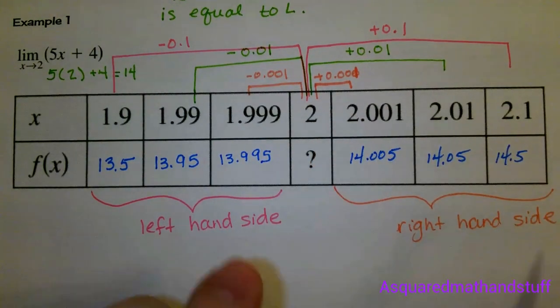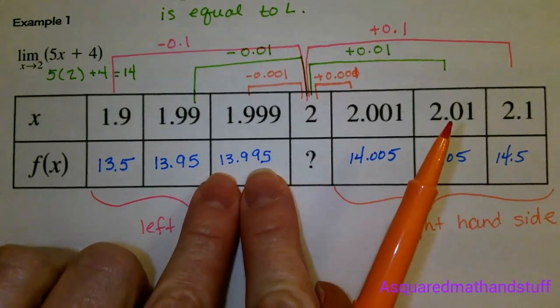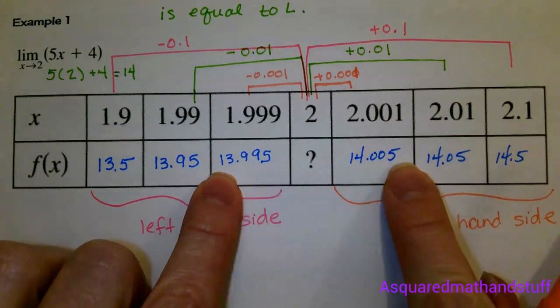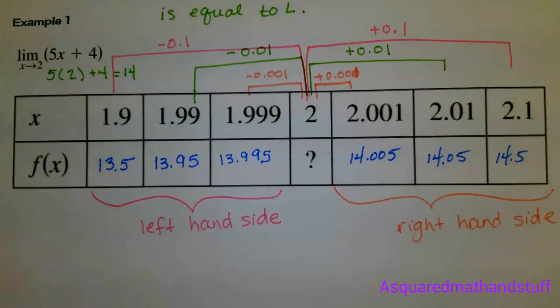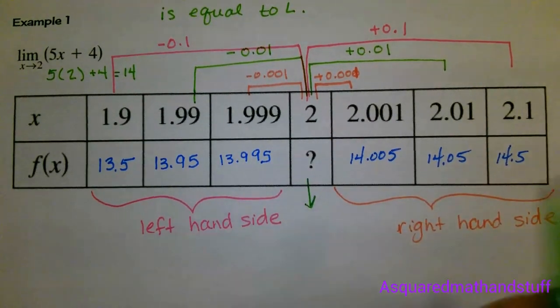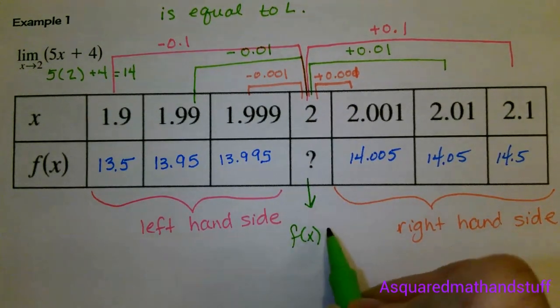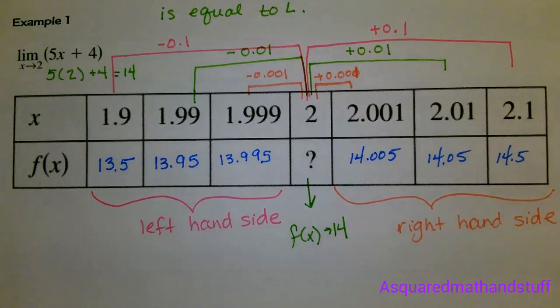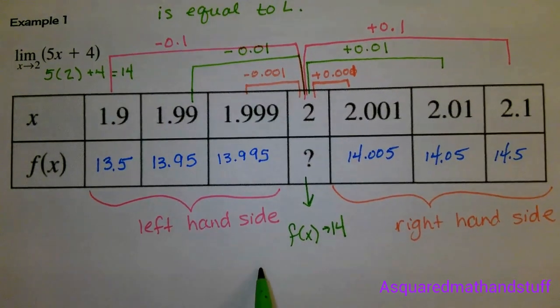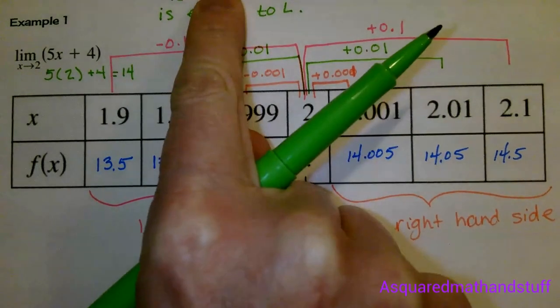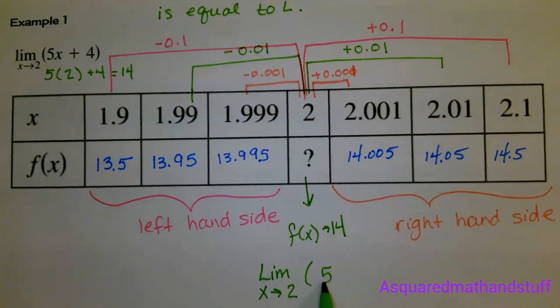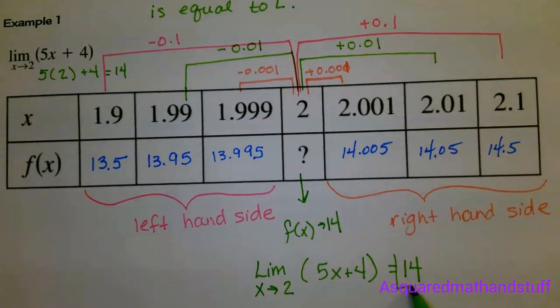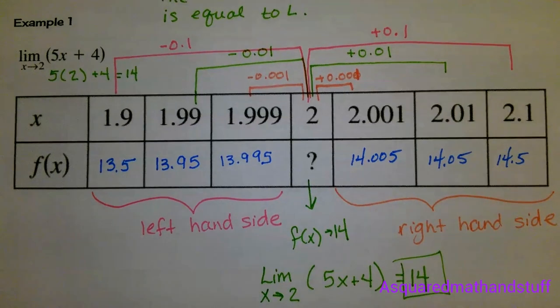We are not at x equals 2 quite yet. But what we can see is this number is getting very close to 14. This number, super close to 14. So taking a look at these, we can say that our y value, f of x, is approaching 14. So our limit as x approaches 2 of 5x plus 4 is equal to 14. And that's the exact value we got when we plugged 2 into this linear equation.